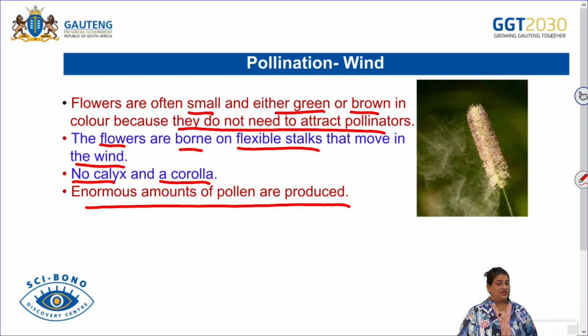So remember the characteristics which are often tested: if there's no calyx and corolla, it's wind pollinated. If the flowers are large and hanging out above the leaves, it's wind pollinated as well, né? Okay.